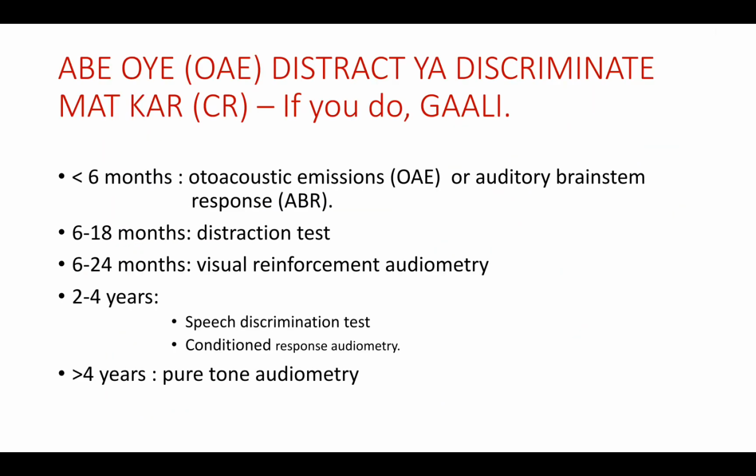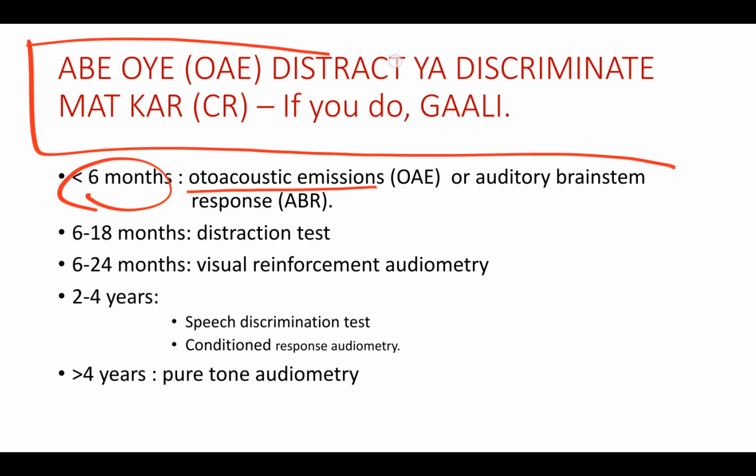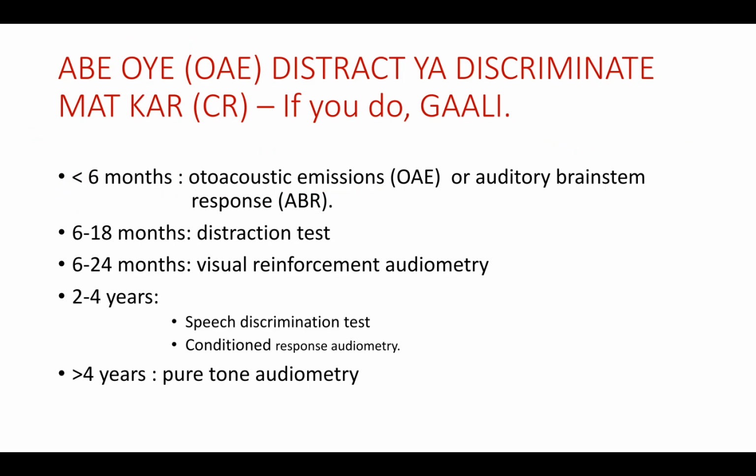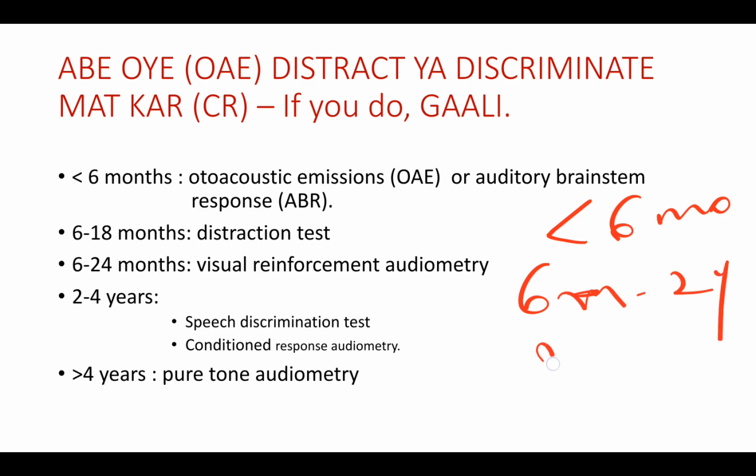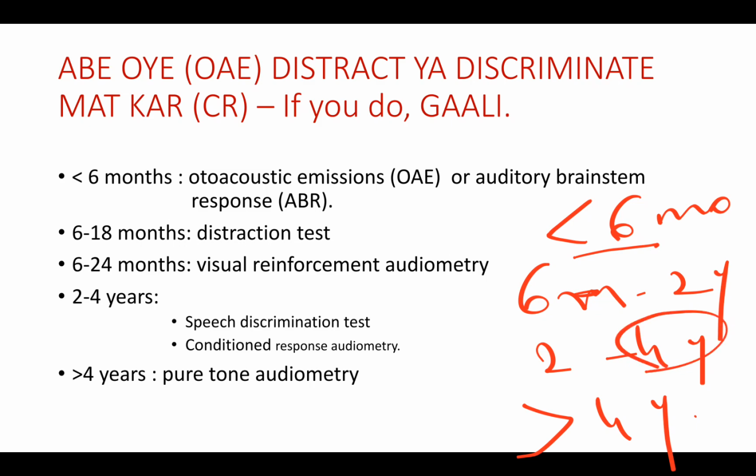To remember what age the patient has to undergo what kind of test, I gave this small mnemonic. This is a Hindi mnemonic. The ages we are going to see are: less than 6 months, then 6 months to 2 years, 2 to 4 years, and greater than 4 years. So it's all 4E. Less than 6, 6 minus 2 is 4, 2 to 4 years, and greater than 4 years.